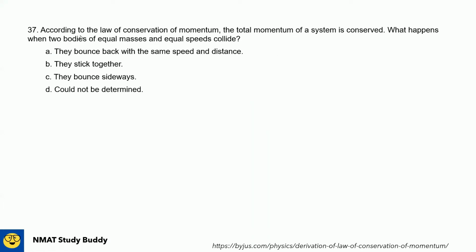Number 37, according to the law of conservation of momentum, the total momentum of a system is conserved. What happens when two bodies of equal masses and equal speeds collide? So our answer for this one is letter A. They bounce back with the same speed and distance.